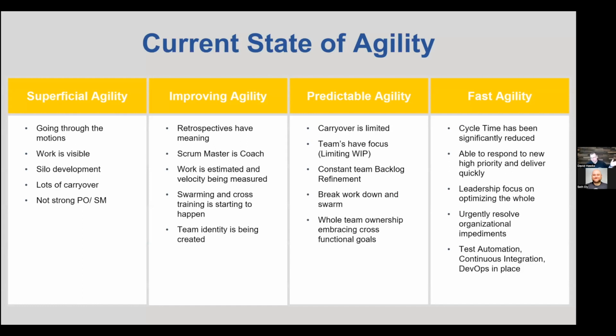Anywhere from superficial agility, I call this putting Agile lipstick on a waterfall pig. We're going through the motions of Agile, but we're not really getting all the benefits of Agile. Or we're in this improving agility, where we're trying to get better, but we're not really getting more predictable or getting faster, or we have gotten more predictable and faster.